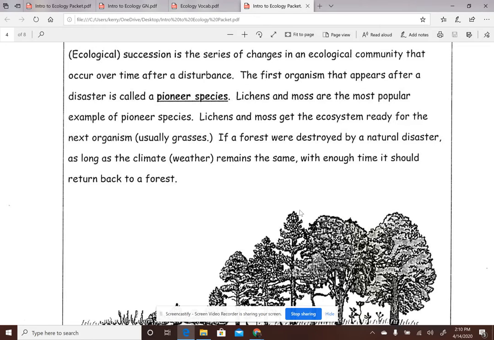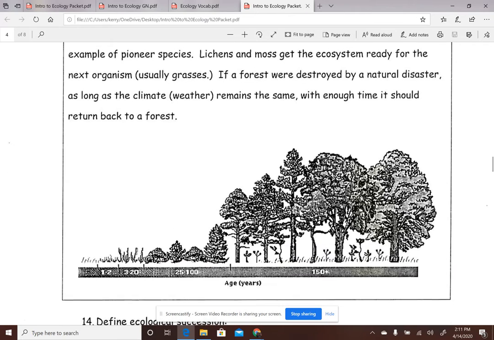If a forest were destroyed by a natural disaster, as long as the climate remains the same, with enough time it should return back to a forest. So when you destroy an ecosystem, as long as the climate doesn't change, it should always return back to what it was.